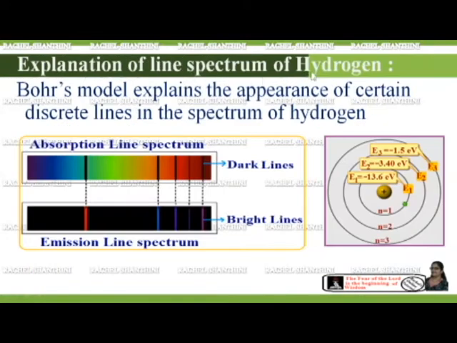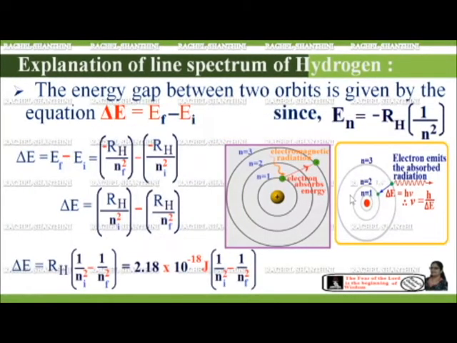Explanation of line spectrum of hydrogen. Bohr's model explains the appearance of certain discrete lines in the spectrum of hydrogen. Bohr's model also accounts for the existence of so many lines in the hydrogen spectrum. The energy gap between two orbits is given by the equation delta E is equal to EF minus EI, where F stands for final and I stands for initial.